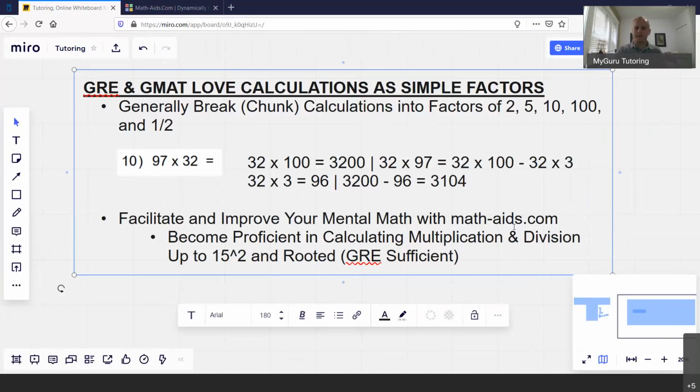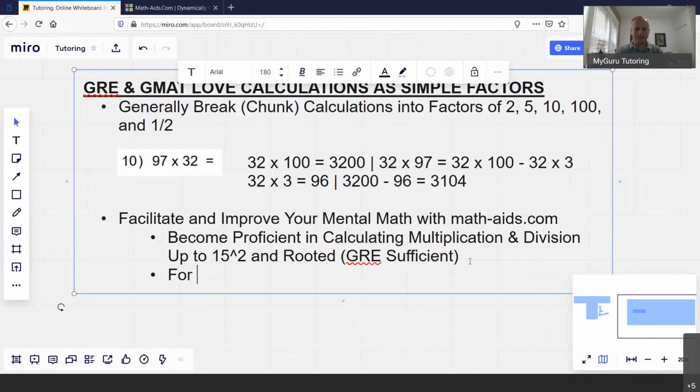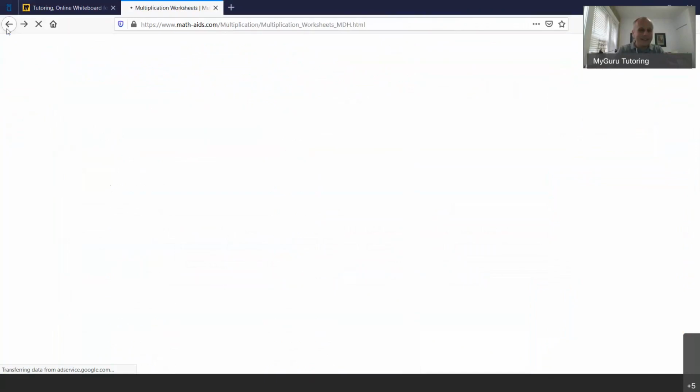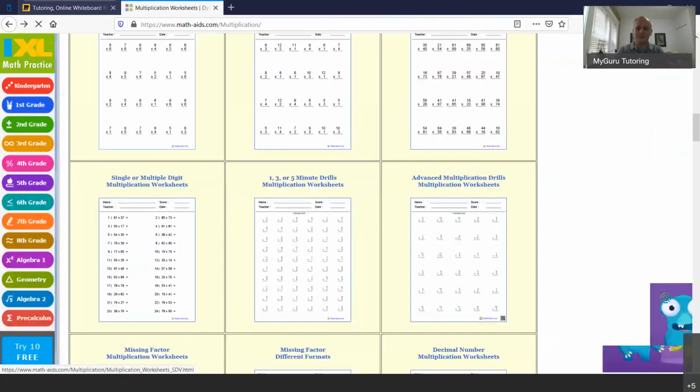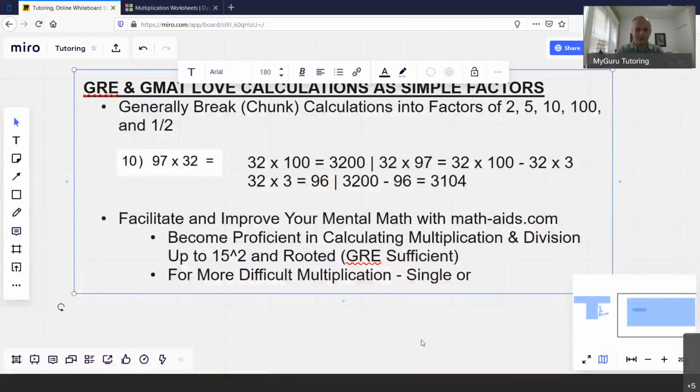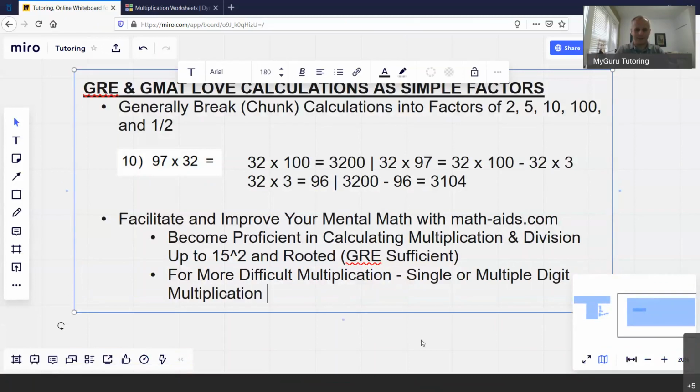So for more difficult multiplication, you can use that, and I have to remember what the worksheet is called again. It's the digit multiplication, single or multiple digit multiplication worksheets.